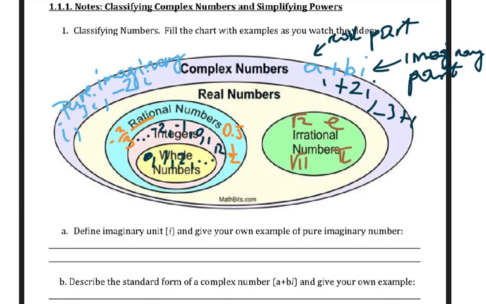So now take a moment and in part A, define imaginary unit i. This is just a number, and I would like you to write your own definition in your own words. And in part B, describe the standard form of a complex number, which I just did. So just give an example of your own.